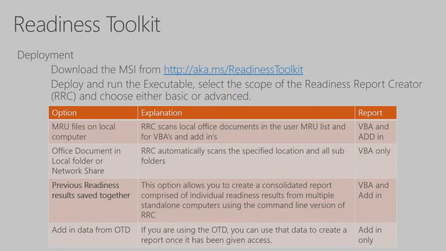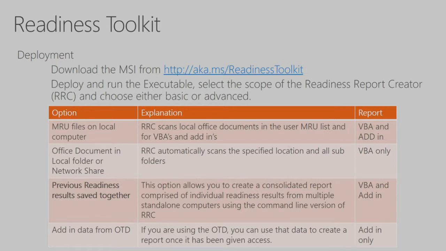So once you download the Readiness Toolkit, it's deployable, as I said, as an executable. So you can roll it out and physically run it as an MSI, and the user can run that and create their own report. Or you can run it via a command line. And crucially, you can run this on multiple computers across your organization, have the information that it generates pushed into a central point, and then run a consolidated report across, say, 1,000 users' devices to see, across a wide set of organizations, just what add-ins and VBAs are being used.